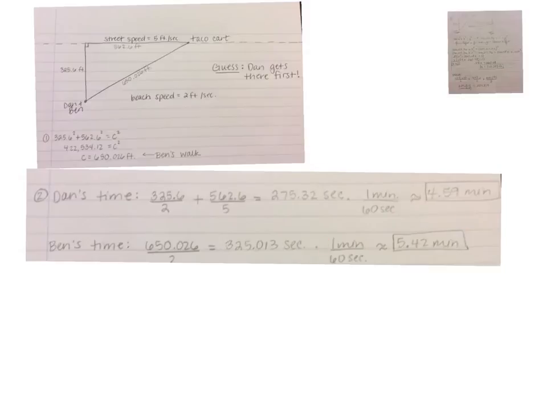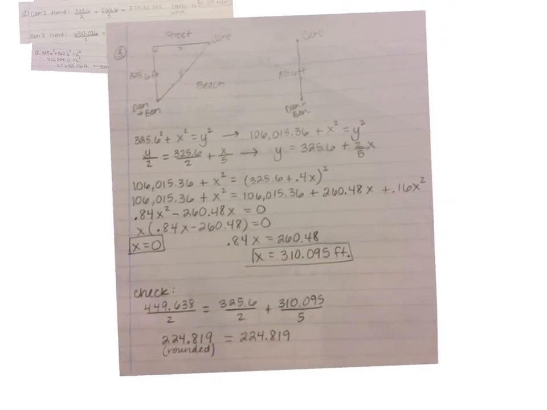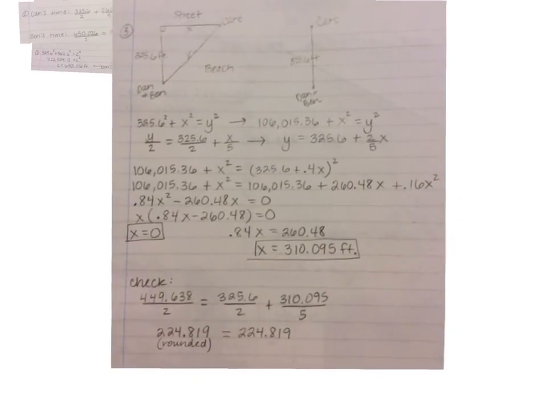My guess was correct. The second part of this problem was to figure out where the cart would need to be on the street in order for Dan and Ben to get there at the same time, assuming that Dan is going to go straight up to the street and then across, and Ben is going to stay on the beach. One possibility is obviously if the cart is straight up vertical from where Dan and Ben are standing. So both guys are going to walk a distance of 325.6 feet on the beach.